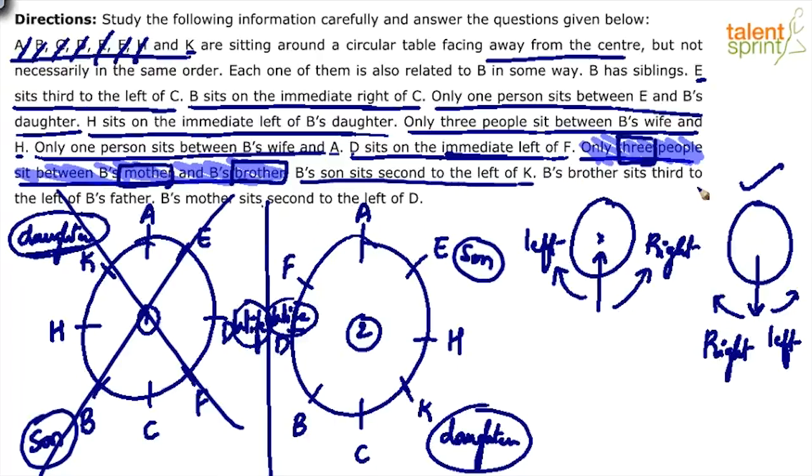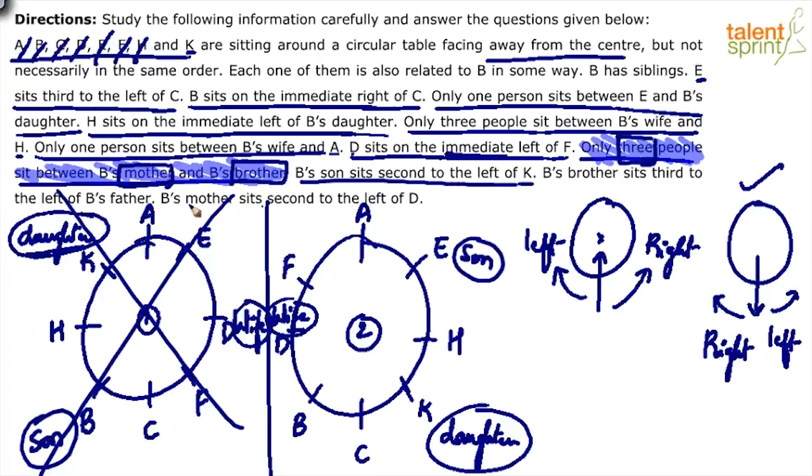Now B's brother sits third to the left of B's father. This also is important. B's brother sits third to the left of B's father. Now who is brother and who is father is not very clear. What we only know is B's brother sits third to the left of B's father. Neither brother nor father have been marked so far. So nothing can be done about it. Just move on to the next point. We'll come back to this point later.